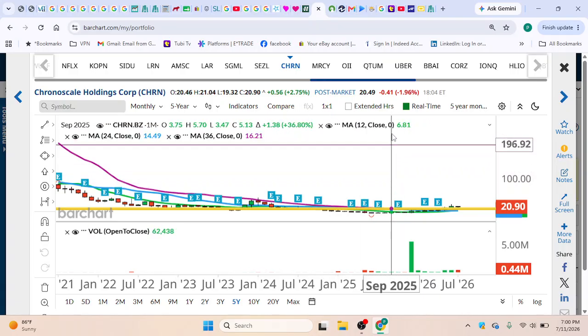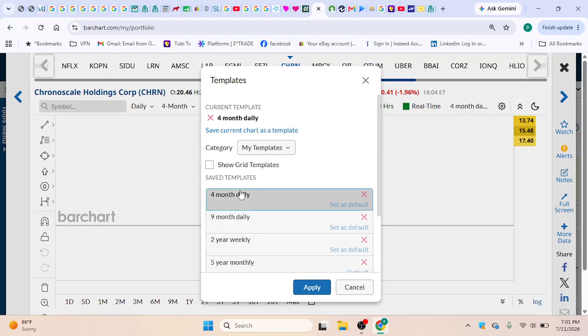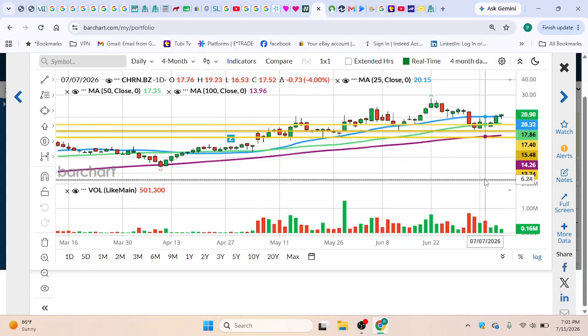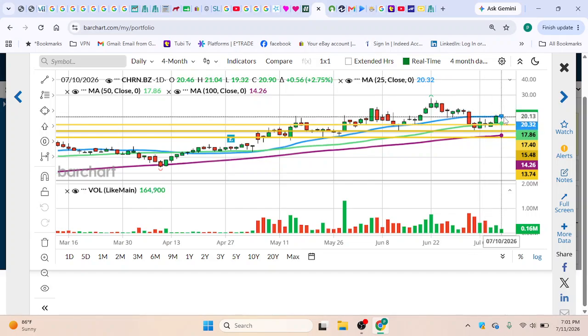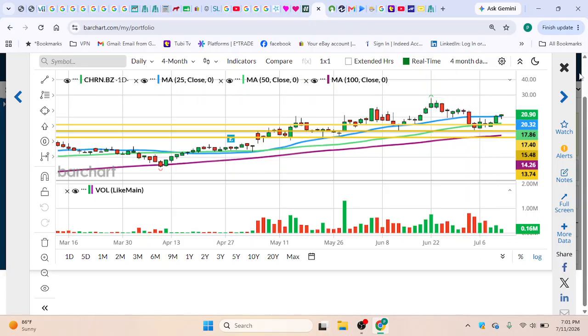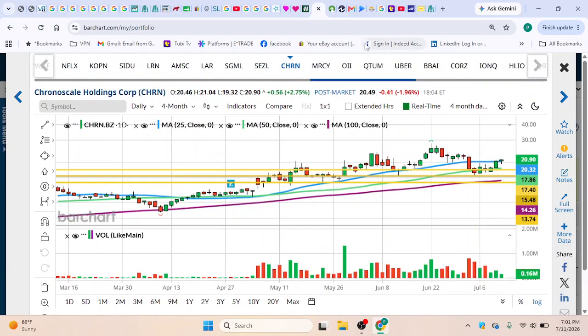Chronoscale looked good until it stopped me out, so that one is back on the watch list. This one stopped me out here on this pullback. But then it started moving up for the next 5 days. So that happens, I may get back in, but I'll need some more proof before I do.